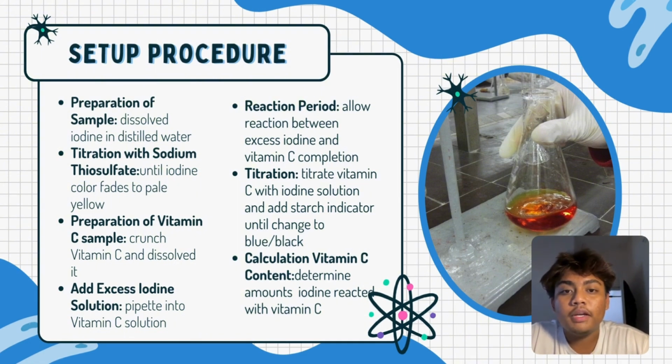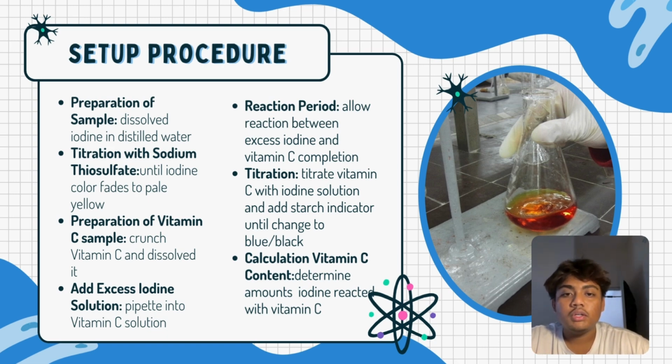Step 1 is preparation of sample. In this experiment, we use iodine, so we dissolve iodine in a small amount of distilled water. And step 2 is titrate with sodium thiosulfate. We pipette a known amount into a flask, then titrate iodine with sodium thiosulfate until the iodine color fades to pale yellow.